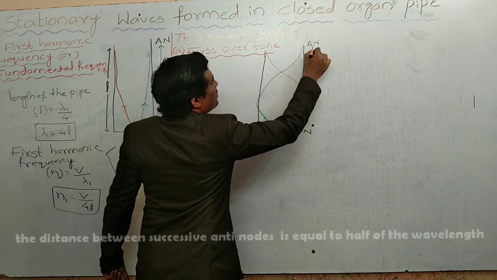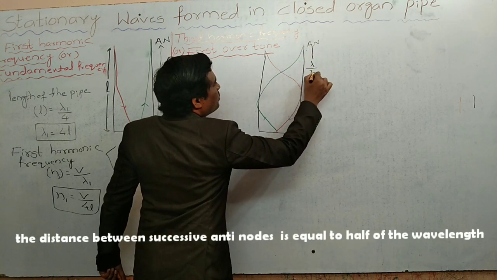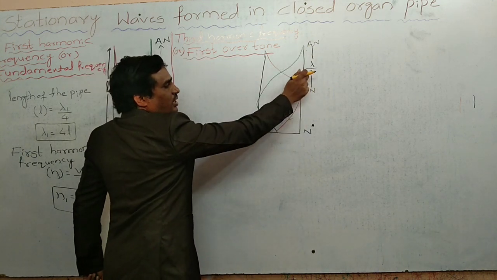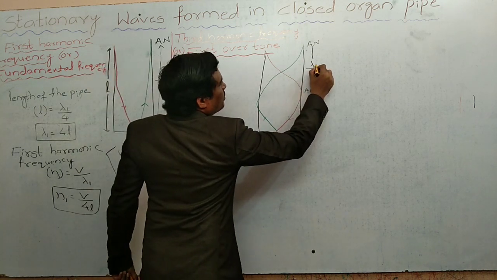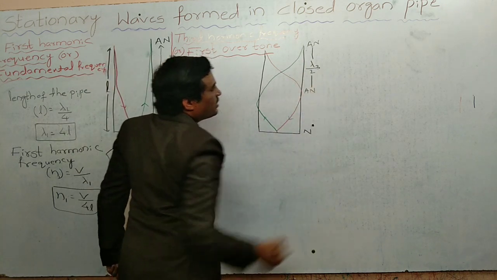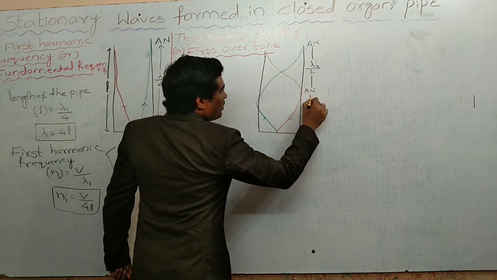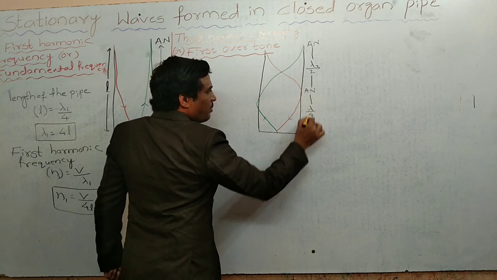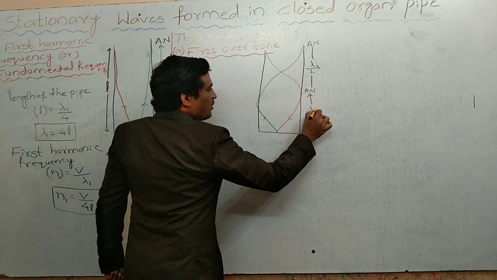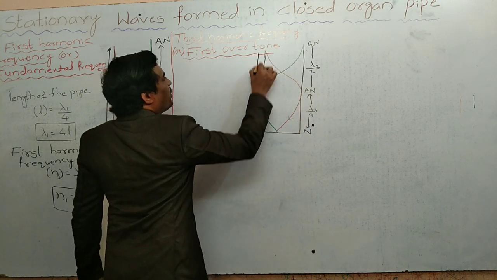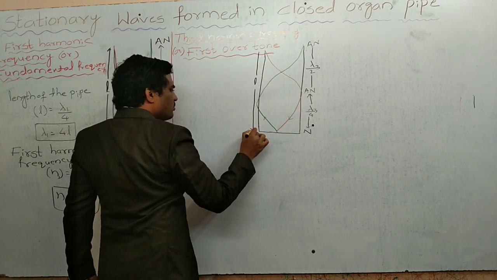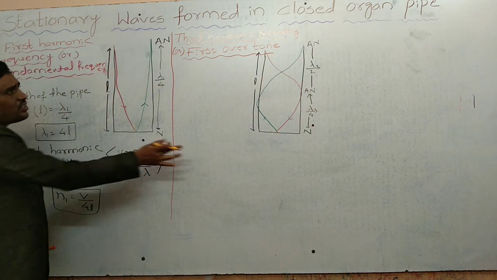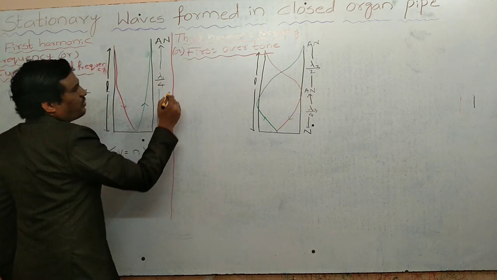Antinode to antinode distance is lambda by 2. The distance between successive antinodes is lambda by 2. So it is the third harmonic frequency, that's why suffix 3. Here also it is lambda by 4, antinode to node only. So it is suffix 3. The length of the pipe is always L only. We are taking the same pipe. Now again we have to find out the next harmonic frequency, that is the third harmonic frequency.